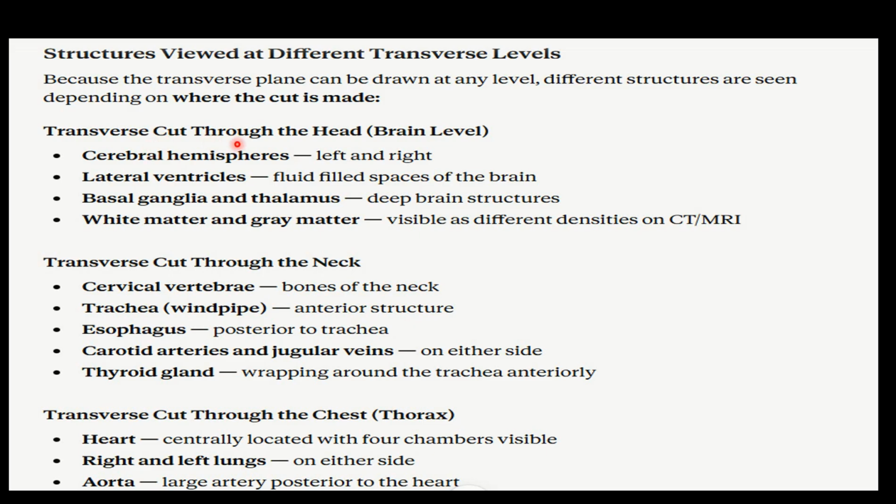Okay, so a transverse cut through the head at brain level shows the cerebral hemispheres, lateral ventricles, basal ganglia and thalamus, white matter and gray matter. A transverse cut through the neck shows the cervical vertebrae, trachea, esophagus, carotid arteries, jugular veins and thyroid gland. Then we have a transverse cut through the chest: heart, right and left lung and aorta. So this is how we can assume the structures that are viewed at different levels of the transverse plane.